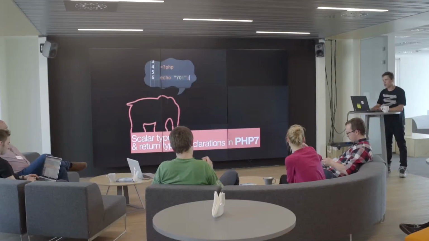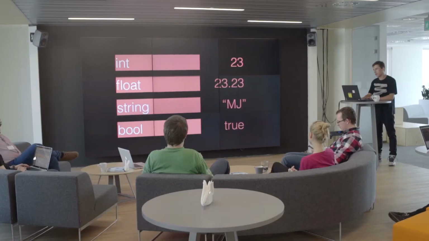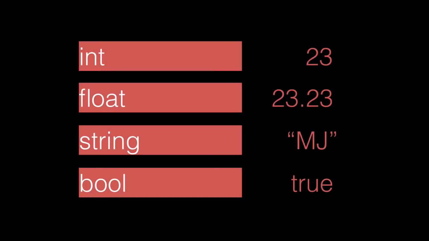Scalar type declarations in the upcoming PHP 7, which is going to be the next major release of PHP coming out this year. Scalar types are basically single value types, and the scalar type hinting RFC adds four type declarations to PHP to represent those values: int, float, bool, and string.